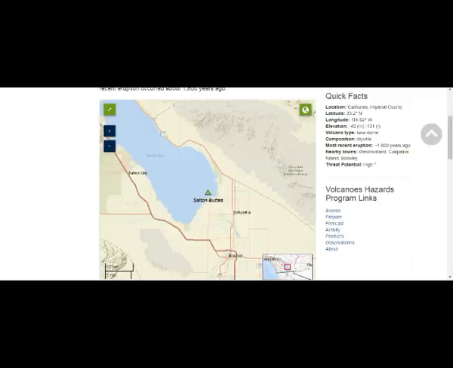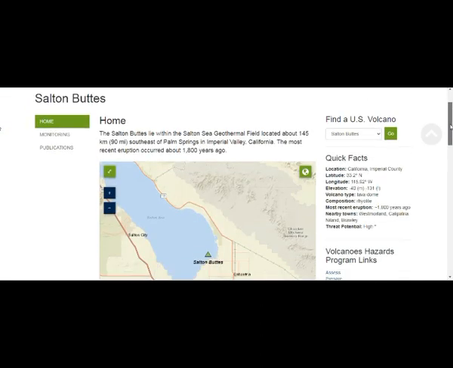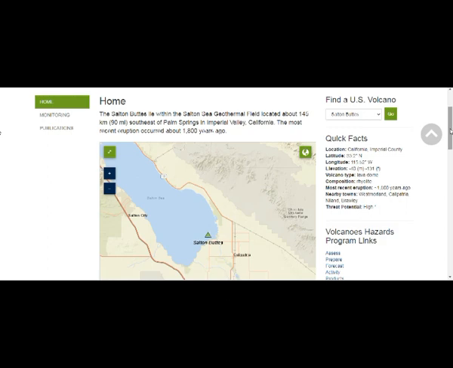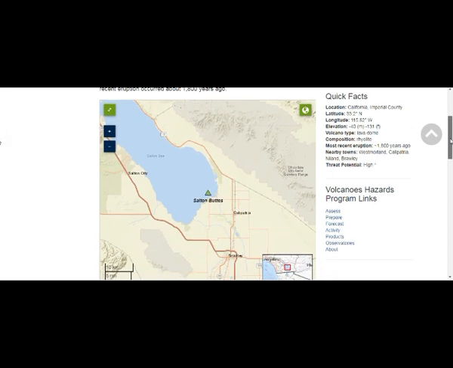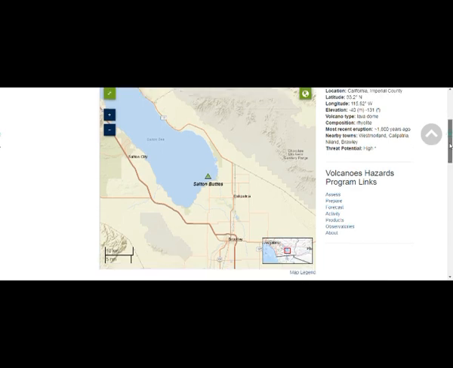And going to Salton Buttes, this is our area. They lie within the Salton Sea geothermal field. It's a volcanic field with mud volcanoes, located about 145 kilometers, 90 miles southeast of Palm Springs in the Imperial Valley, California. The most recent eruption occurred about 1,800 years ago. So this again has erupted in the past 2,000 years. Okay, this is what it says.